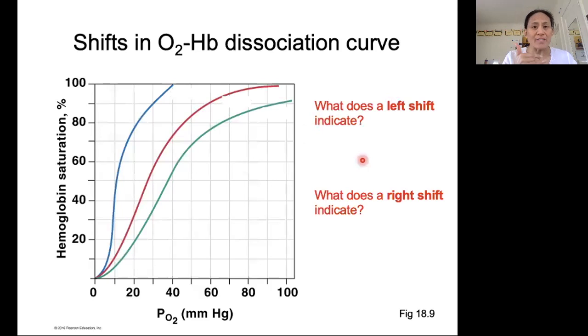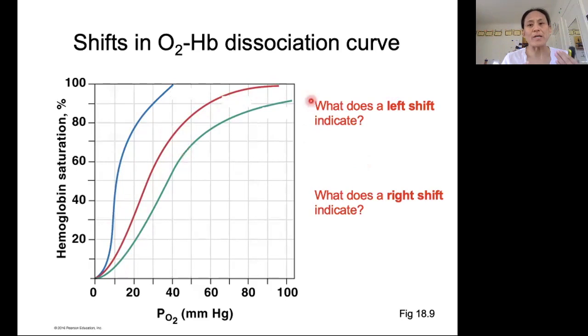Okay, so in the last video, I introduced you to this oxygen hemoglobin dissociation curve. Now what I want to tell you is that there are factors that can shift that curve either to the right or to the left. So what you can see here in this graph is in red is the standard curve, and then in blue is our left shifted curve, and in green is our right shifted curve.